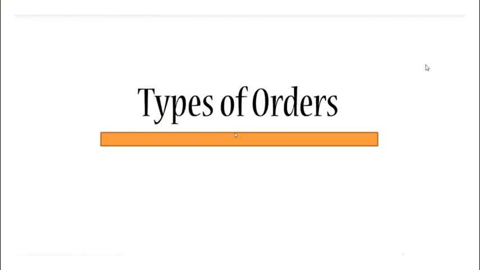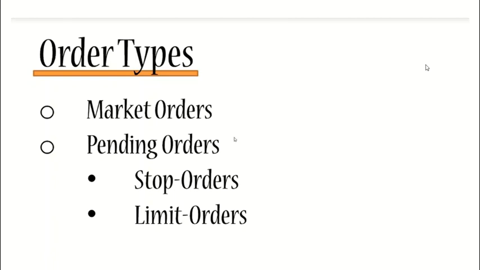On today's tutorial, we are going to be talking about the different types of orders in the forex market. In the forex market, we have two different types of orders. We have the market orders, or the instant executions as some might call them, and we have pending orders. With pending orders, you have two different types: the stop orders and the limit orders.